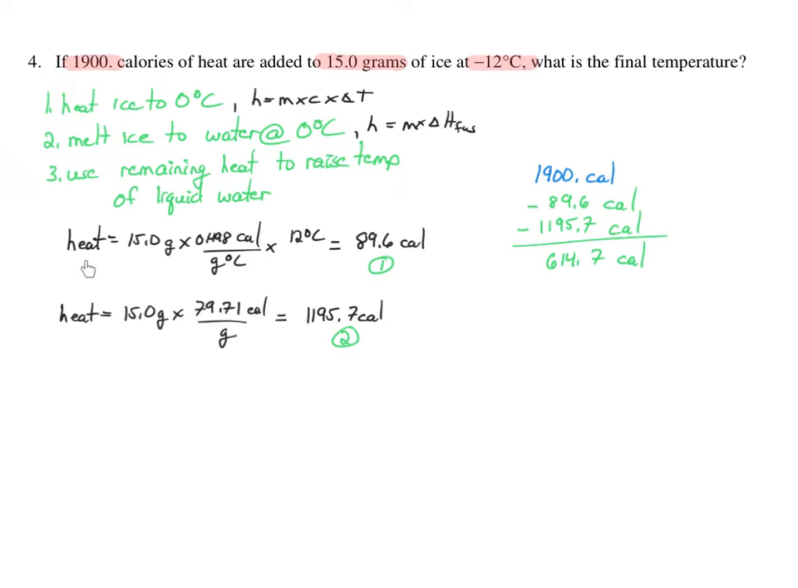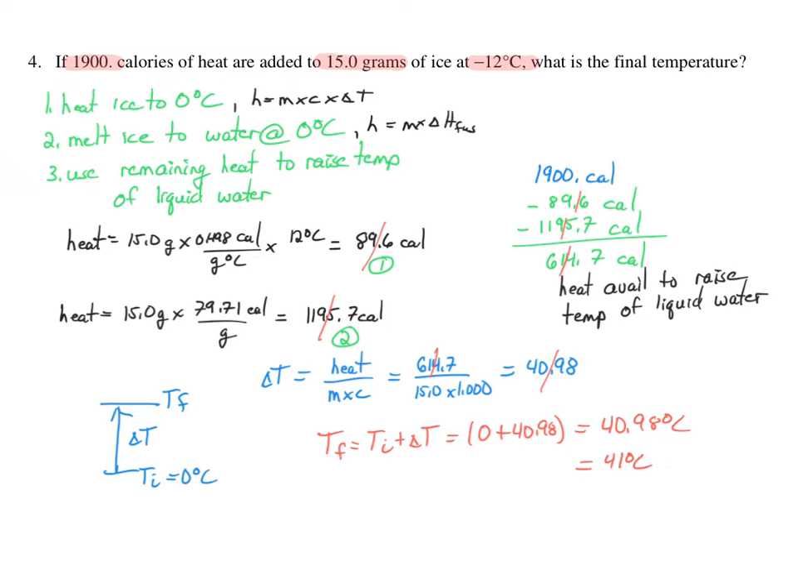So here's the calculations to calculate the heat used to raise the temperature of ice up to its transition temperature, the melting point, 0 degrees C, and the second amount of heat needed to melt the ice to liquid water. So both of these values need to be subtracted from the amount of supplied heat that we're given, and we now know how much heat is left over to raise the temperature of the water.